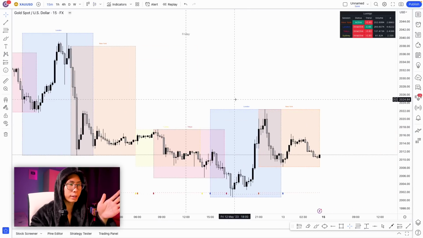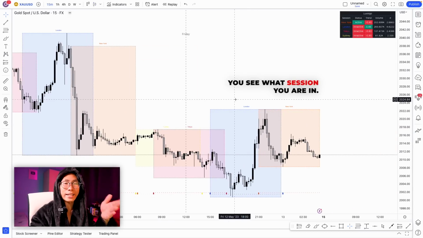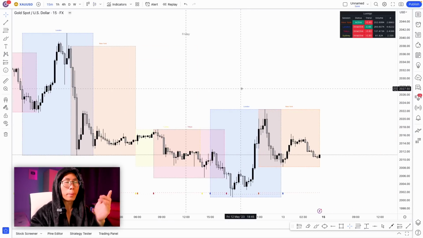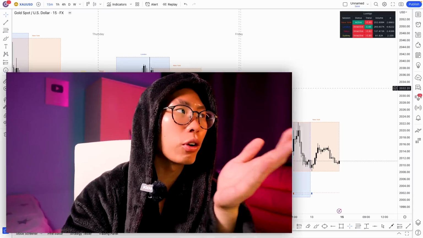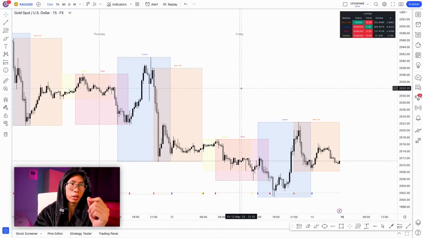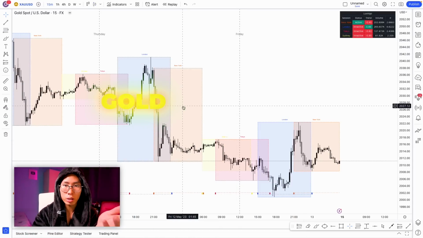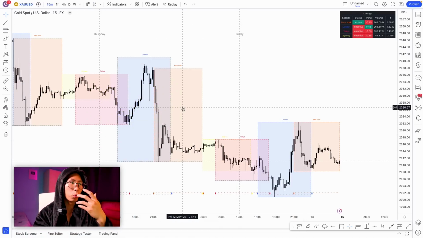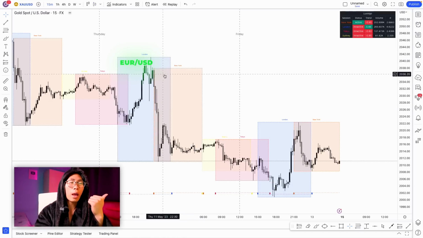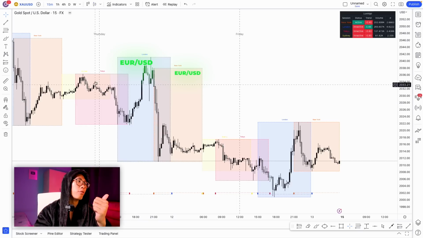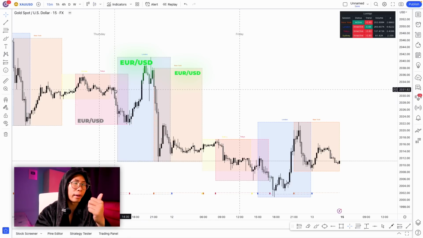So now when you look at this, you are able to see what session you are in right now. Because you guys must understand that different currency pairs will move differently during each trading session. For example, gold can move a lot during all three sessions. But EUR/USD can move a lot during the London session and the New York session, but move very little during the Tokyo and the Sydney session.